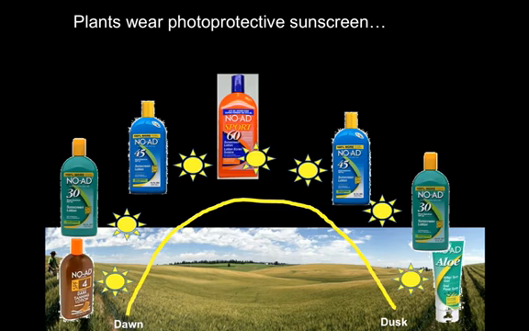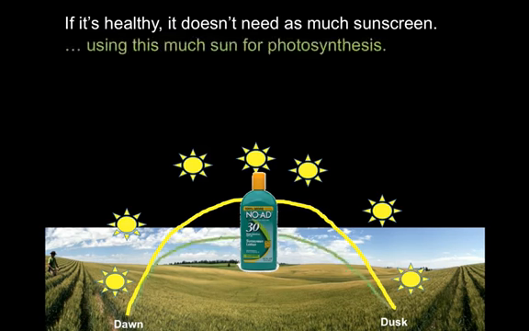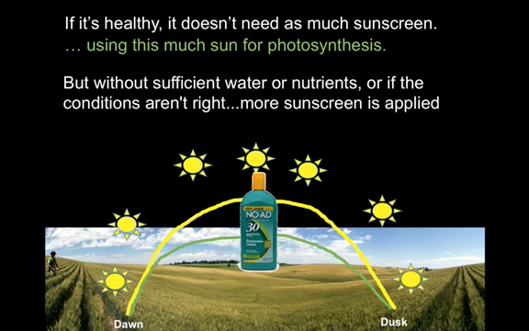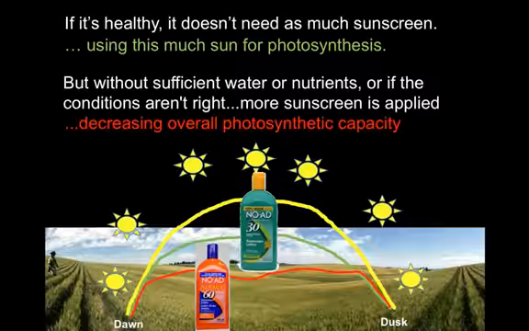Maybe applying some aloe at the end, though I haven't quite figured out exactly what that plant physiological function is yet. So if a plant's healthy, it doesn't need as much sunscreen, and it'll use about this much sun for photosynthesis, as represented in the green line, perhaps only having to apply SPF 30 at midday. But without sufficient water or nutrients, or if the environmental conditions aren't right, more sunscreen is applied, decreasing the overall photosynthetic capacity represented by this red line. And that perhaps means that the plant has to apply SPF 60.